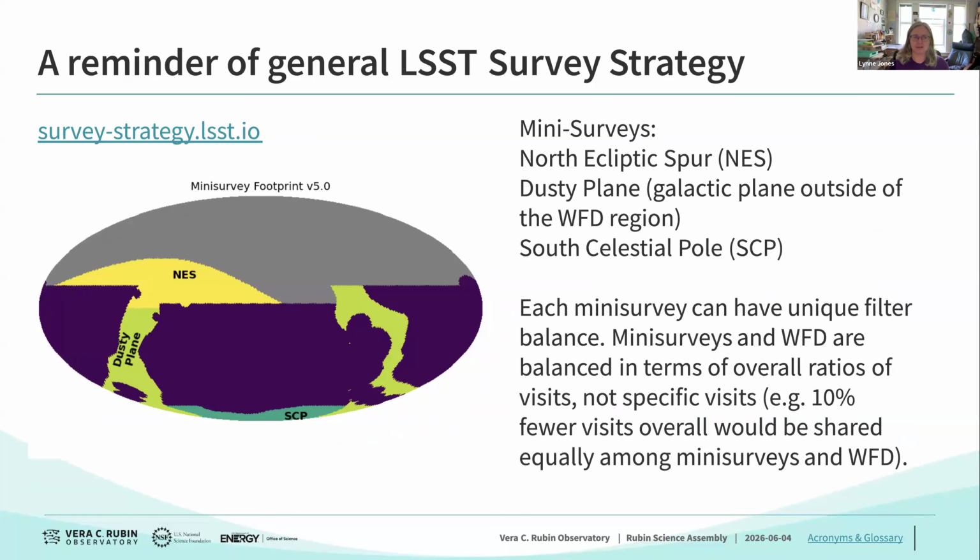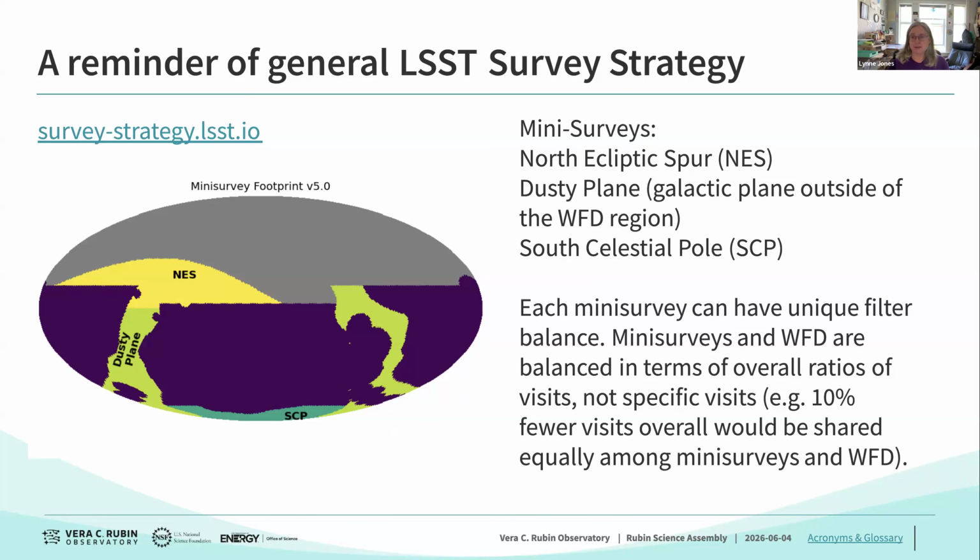Then we have the mini surveys, which have the North Ecliptic Spur, we call the NES, the Dusty Plain, that's the galactic plane outside the Wi-Fi steep region, and the South Celestial Pole. So each of these mini surveys can have its own filter balance. It's not the same over the entire sky, and they are aiming for some percent of the visits that we have completely. And I will point out here, the mini surveys and the Wi-Fi steep are balanced in terms of overall ratios of visits, not the specific numbers of visits.